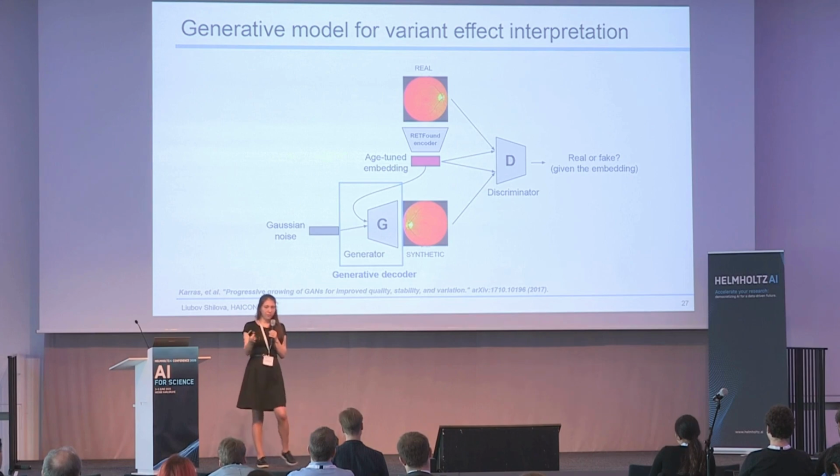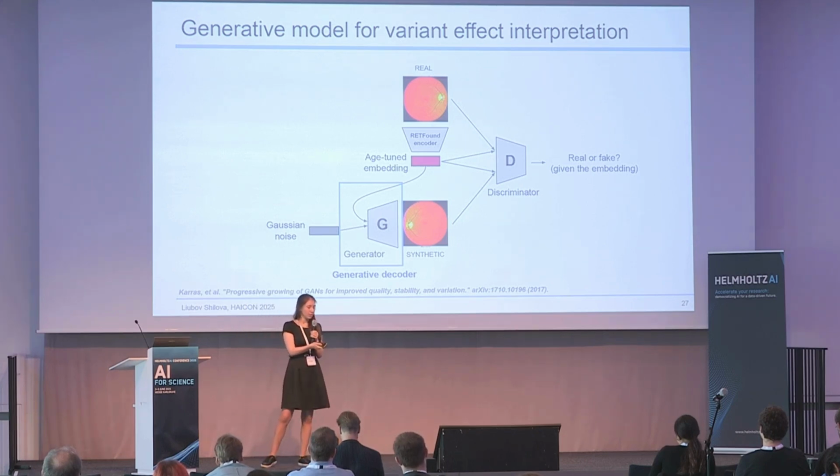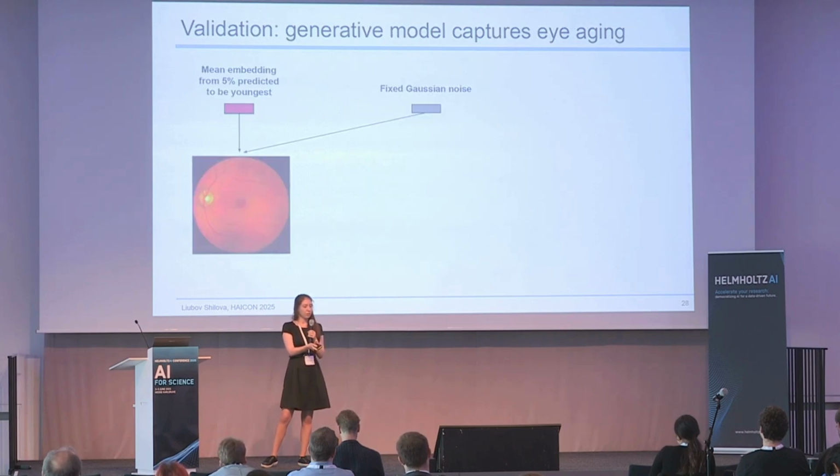So training these two together, our generative decoder learns to invert the encoding procedure, and then we can use it to visualize the latent space. And we have first validated whether this conditional GAN model can visualize eye aging. For this, we fixed the Gaussian noise.